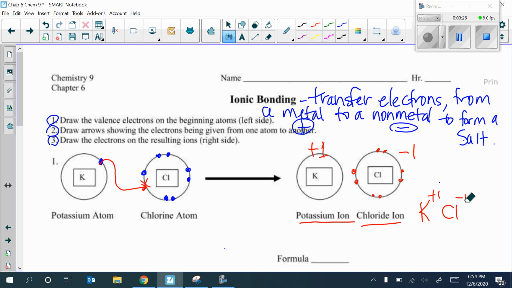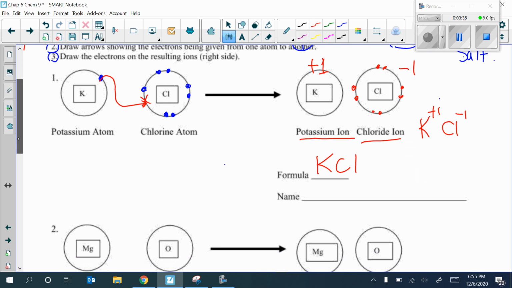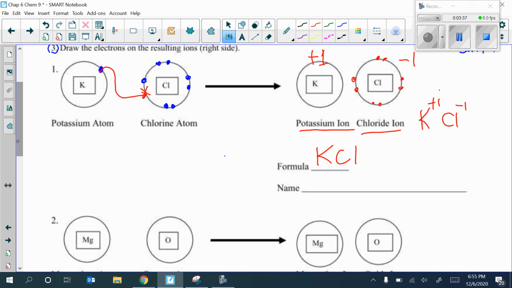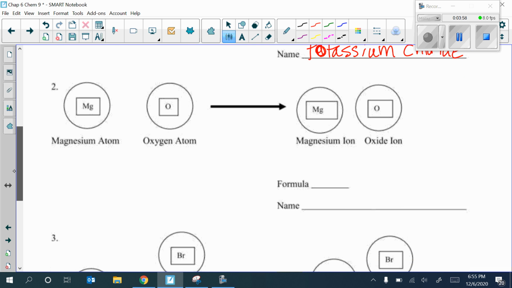Again, we write those as superscripts. +1 and -1 cancel out. So there is my formula, KCl. And let me move that down so I can write the name underneath that. And so again, from the last worksheet that we had, the metal is going to stay the same, potassium. And then instead of potassium chlorine, it's going to become chloride because the nonmetals have an -ide ending. So that's it, you guys. That's all we're going to ask you to do on this one.